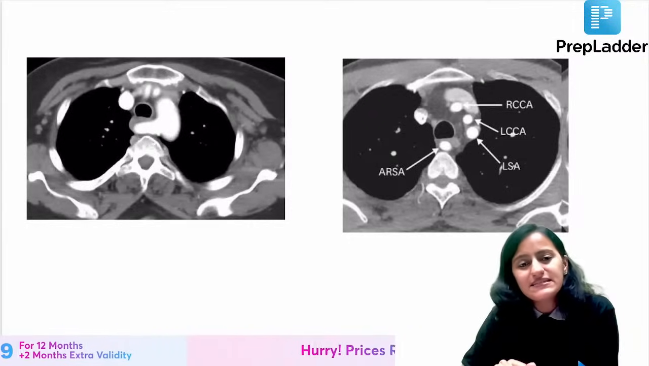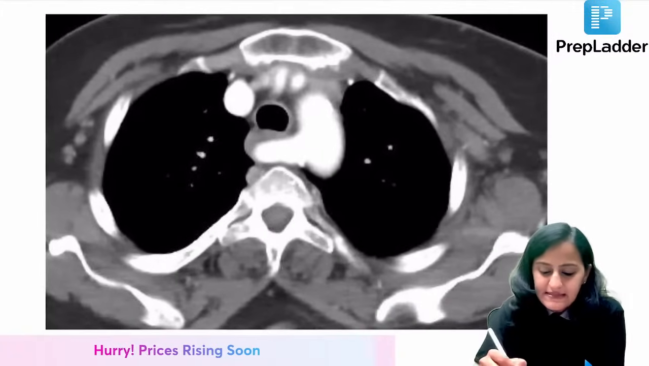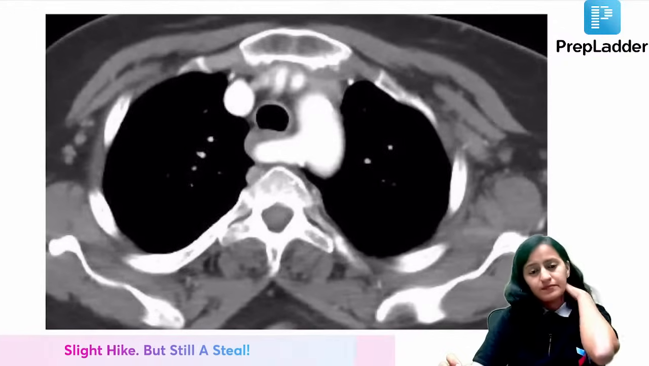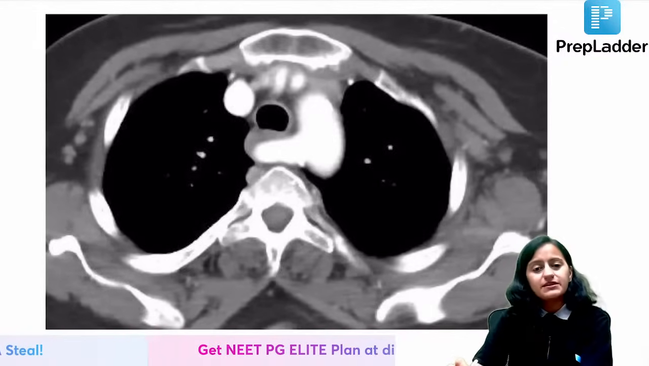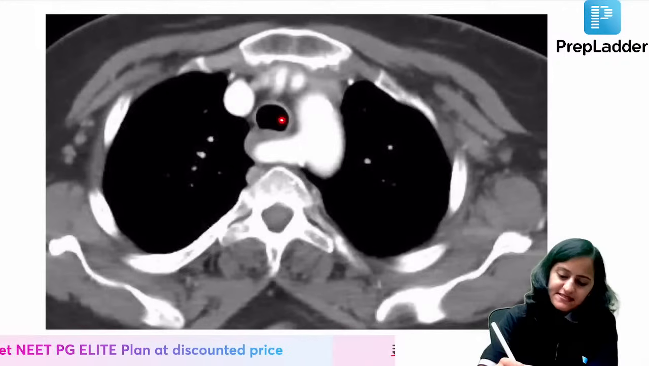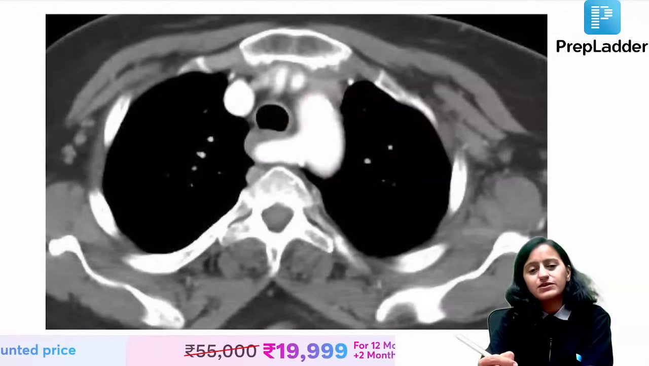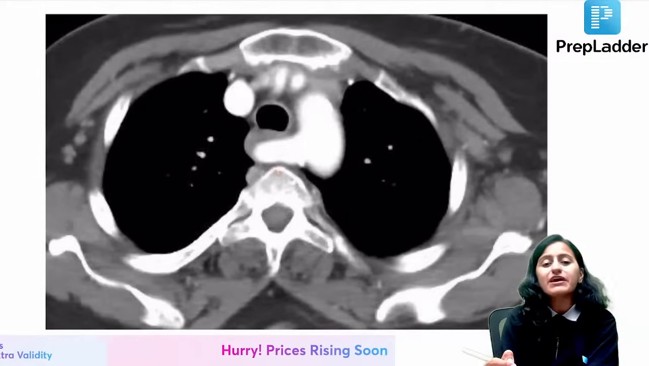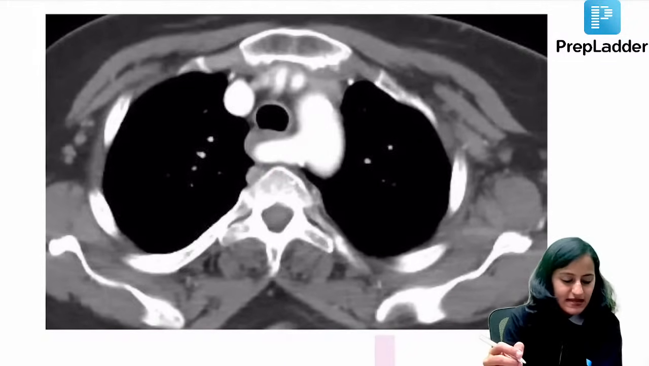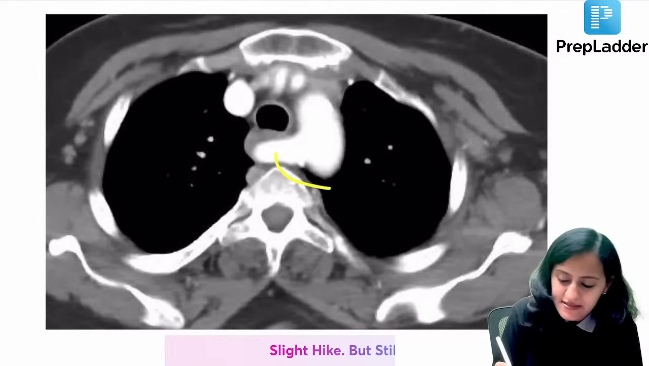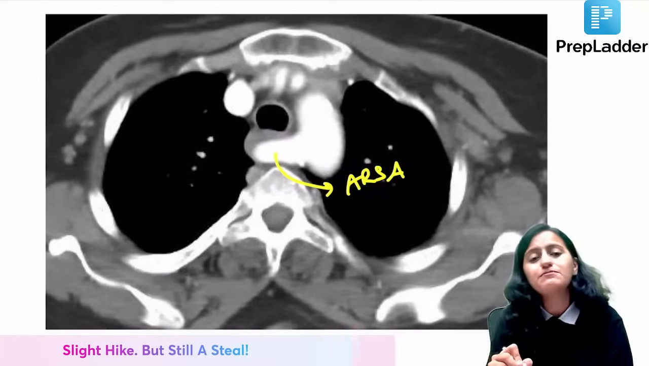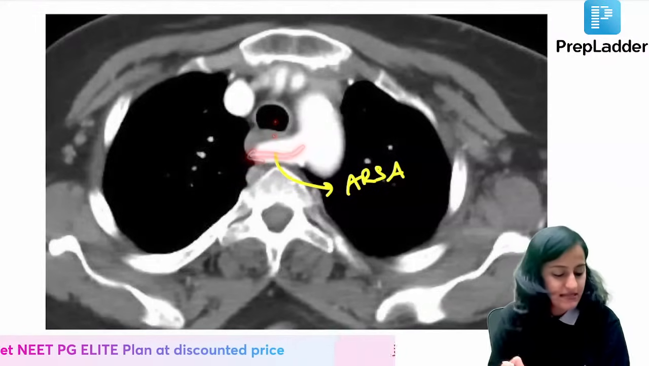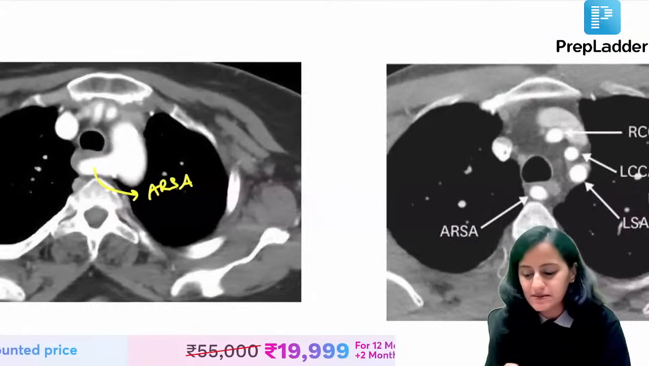Now look at this. Again, this was asked in the recent INI-CET exam. Can someone tell me what is abnormal in this image here? This is the trachea, this is the arch of aorta here, and you are seeing a branch coming from the arch of aorta going in front of the vertebra. What is that? Very good. ARSA. Aberrant right subclavian artery, which goes behind trachea and esophagus.